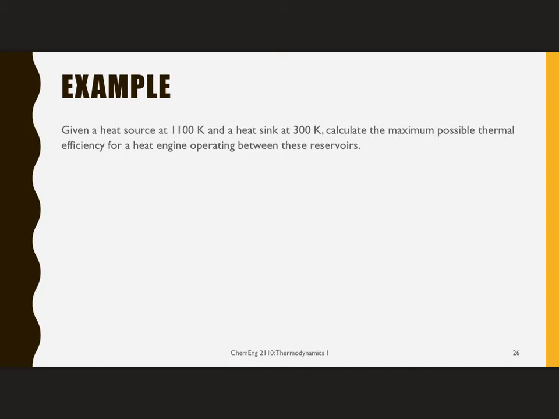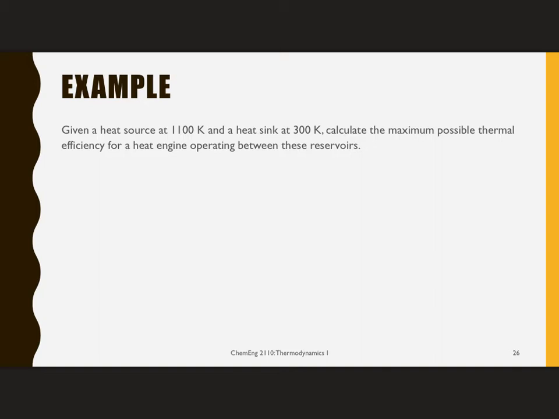In this example, we have a heat source at 1100 Kelvin and a heat sink at 300 Kelvin. So our high temperature is 1100 Kelvin, and it's going to be isothermal. Our low temperature is what we will remove heat from our system to, and that's going to be also isothermal at 300 Kelvin. And we want to find the maximum possible thermal efficiency for a heat engine that operates between these two reservoirs.